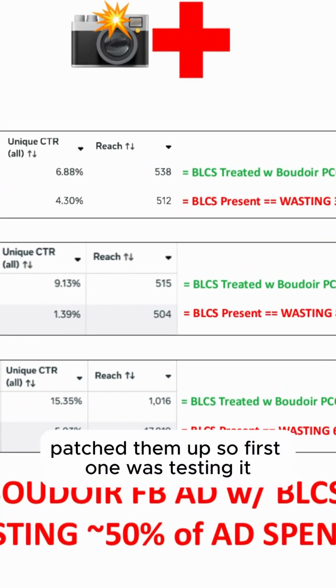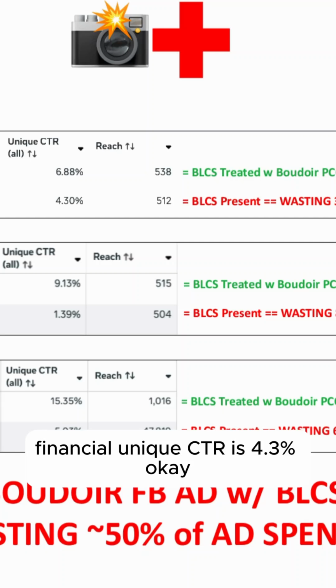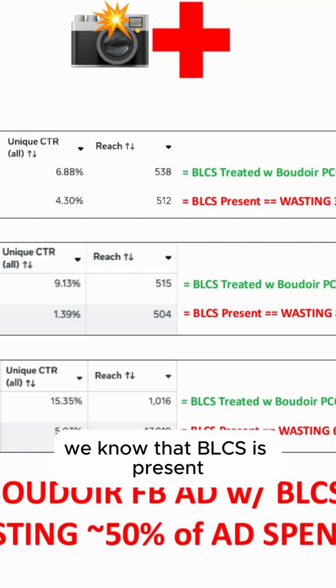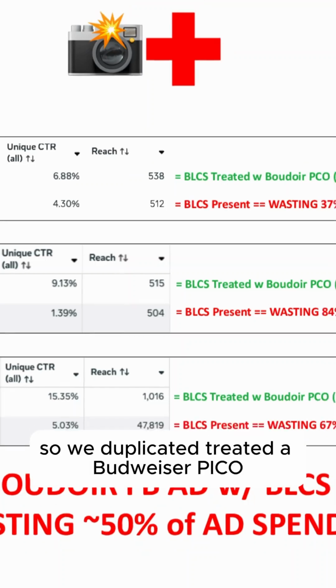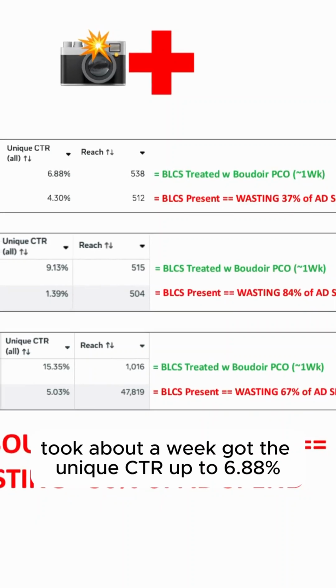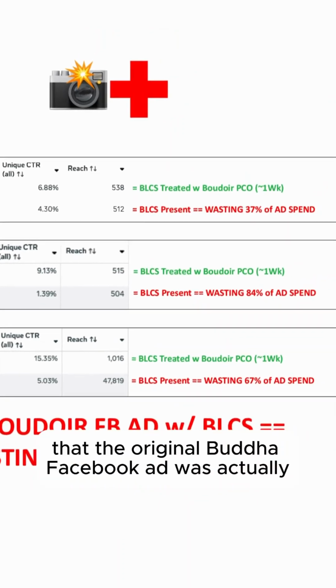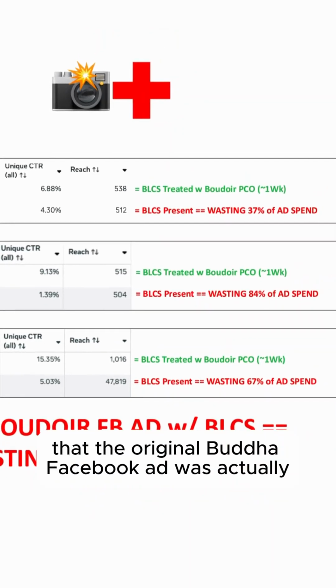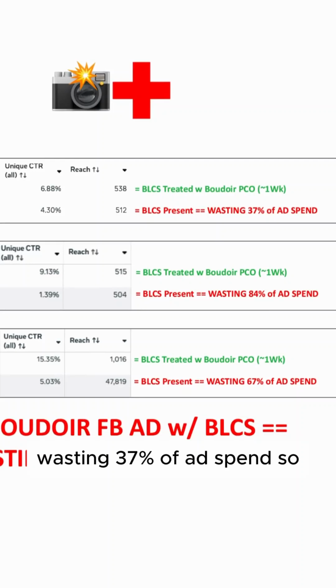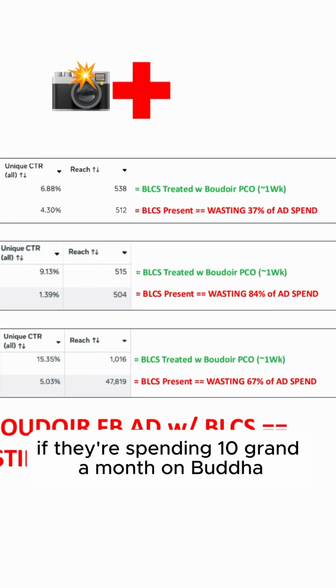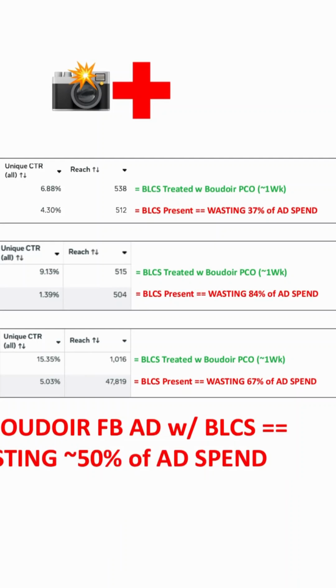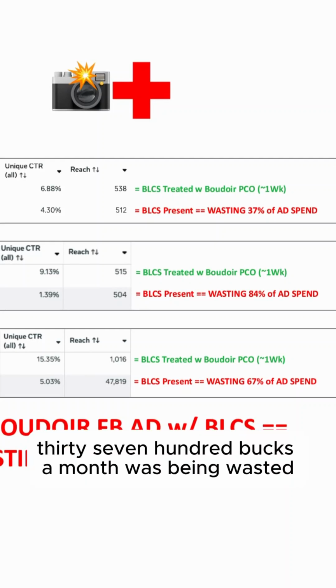So the first one, we tested it and found out unique CTR is 4.3%. When unique CTR is under 6%, we know that BLCS is present. So we duplicated it, treated it with Boudoir Pico, took about a week, and got the unique CTR up to 6.88%. So we found out that the original Boudoir Facebook ad was actually wasting 37% of ad spend. If they're spending 10 grand a month on Boudoir Facebook ads, 3,700 bucks a month was being wasted.